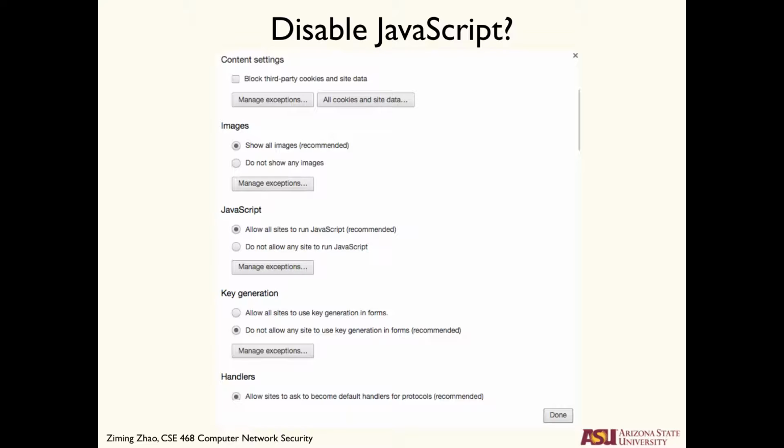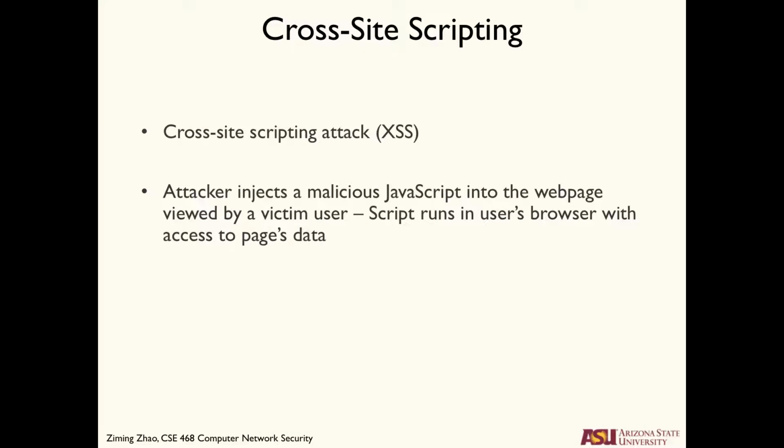But attackers can inject malicious JavaScript. Basically, the technique is called cross-site scripting. This technique was discovered around the late 1990s, right after JavaScript was introduced. The basic idea is that the attacker wants to inject a malicious JavaScript into the web page viewed by the victim user. So this JavaScript can run in the user's browser with access to the page's data.